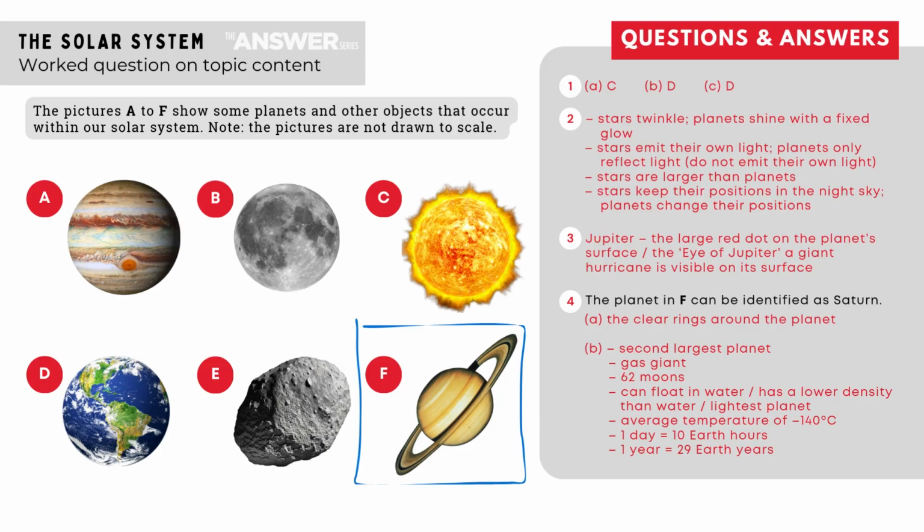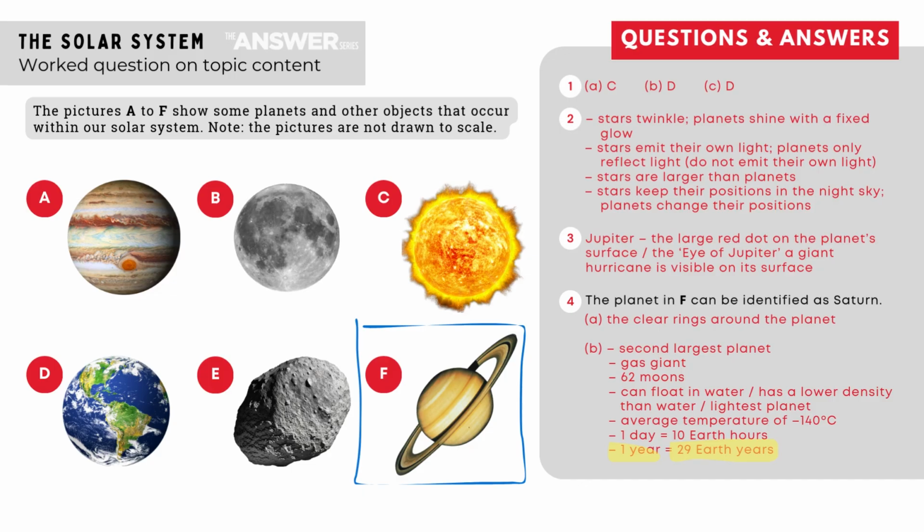Any 2 of the following would be considered characteristics of Saturn: that it is the 2nd largest planet, that it is a gas giant, that it has 62 moons, that it's very light, so it's the lightest planet, or you could have said that it can float in water, or that it has a lower density than water, that its average temperature is minus 140 degrees Celsius, that 1 day on Saturn is equivalent to 10 hours on Earth, or that 1 year on Saturn is equivalent to 29 Earth years. So any 2 of those, and again, the examiner will only provide marks for the first 2 answers that you have provided.